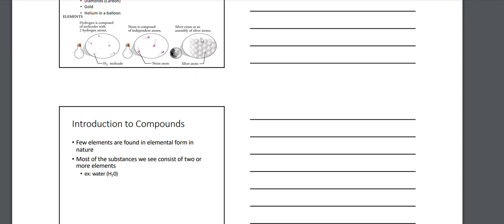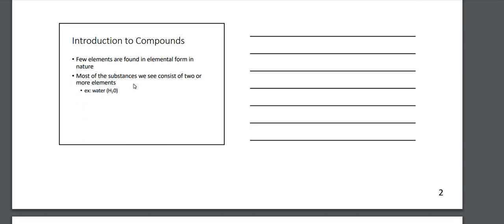Silver, on the other hand, is an assembly of silver atoms all bonded together, surrounded with electrons. So you're not going to find a silver atom sitting by itself. It just doesn't exist in nature. Neon, however, you can find as a single atom, compared to silver and hydrogen. So only a few elements are found in elemental form in nature, and by that we mean just the noble gases in the periodic table. Others exist in molecular form, like hydrogen, oxygen, nitrogen, and so forth, so they always exist as two atoms bonded together.